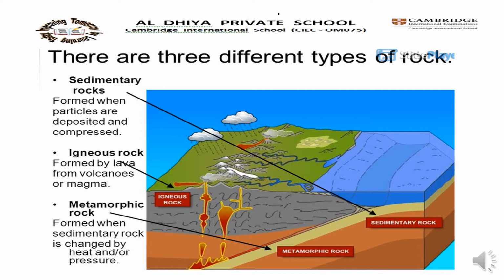The sedimentary rocks are formed when particles are deposited and compressed. Igneous rocks are formed by the lava from volcanoes or magma. Metamorphic rocks are formed when sedimentary rock is changed by heat and or pressure.